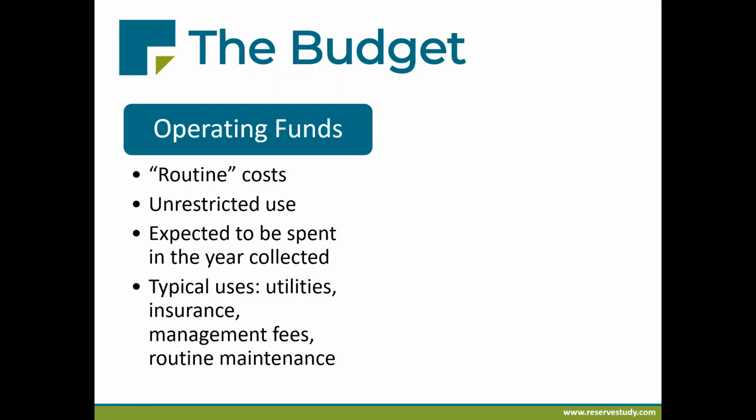So if you think of things in personal terms, you can think of the operating account sort of like an individual's checking account, right? This money is unrestricted. That means that you can spend the money on any bill that the association has to pay.